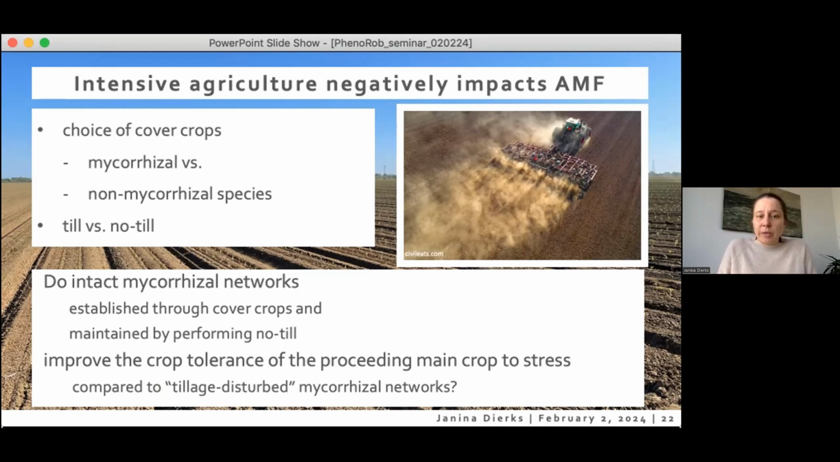We will start with explorative field experiments and later combine them with mechanistic experiments to actually decipher the role that mycorrhizal networks may play in enhancing crop tolerance to stressors. Okay, I will leave it at this. More to come as we progress with this work.